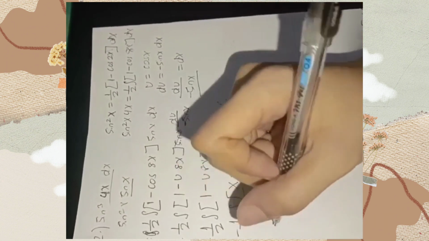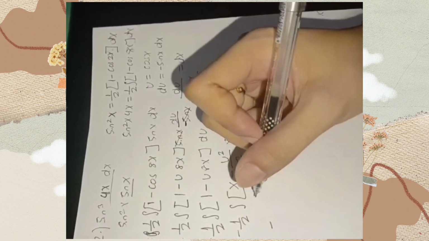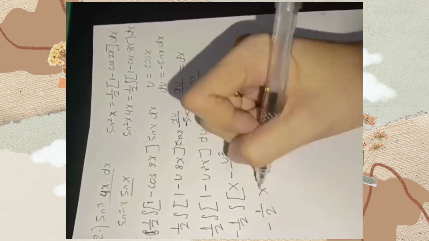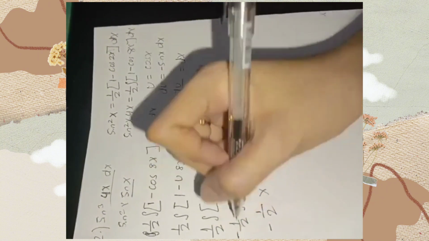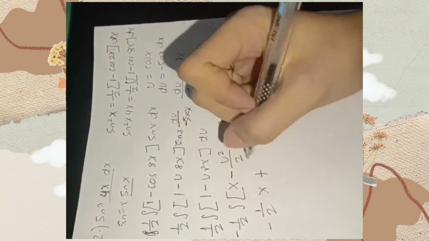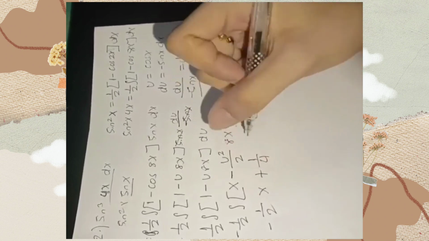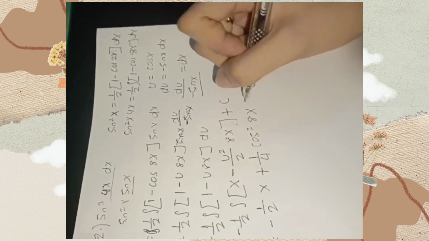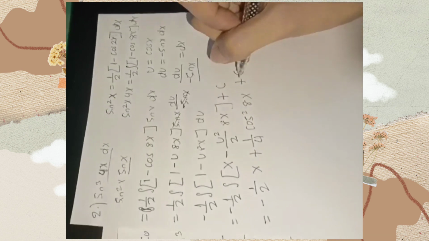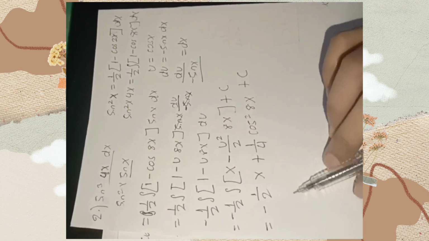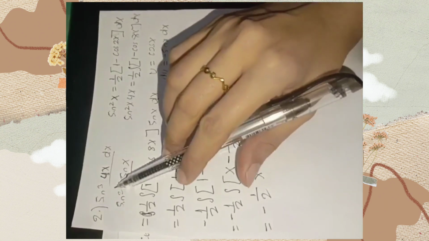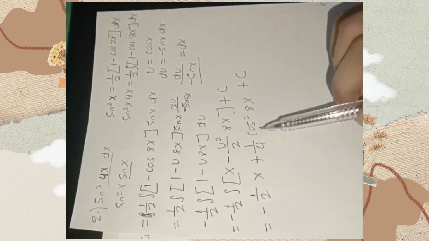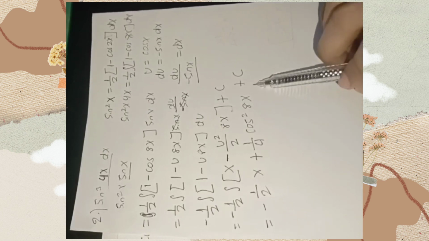So distribute: negative 1/2 times x is negative 1/2 x plus, negative times negative is positive, and it will become 1/4 cosine squared 8x plus c. And this will be our final answer for sine cube 4x dx: negative 1/2 x plus 1/4 cosine squared 8x plus c.